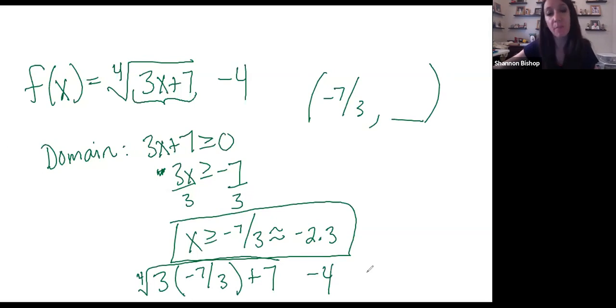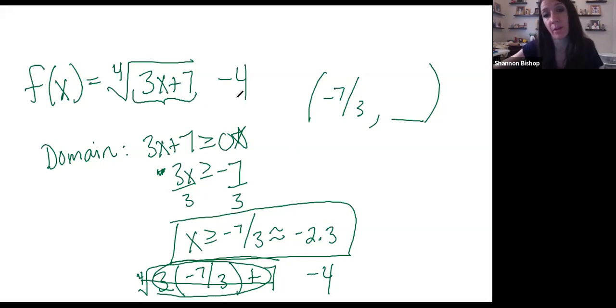But guys, think about it. This isn't a trick question, but ready? What's 3 times -7/3 plus 7? Sounds really weird, I know. But it's one big fat happy 0. That's the whole point of your domain, is that you're making sure it's above 0. So when you plug -7/3 back in, you're gonna get 0.